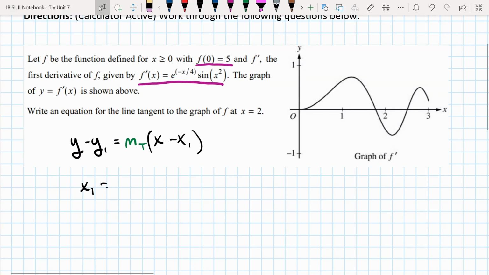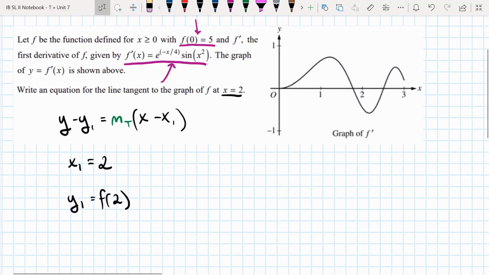X sub 1 is going to be the value that x is on this tangent line, and that's given to us. That's going to be equal to 2. Okay, that comes from right here. The y1 value is going to be a little bit more complicated. That is going to be the value of the function at 2. Okay, the value of the function at 2. And the way we're going to find that is from this initial value here, this derivative, and then the fundamental theorem of calculus.